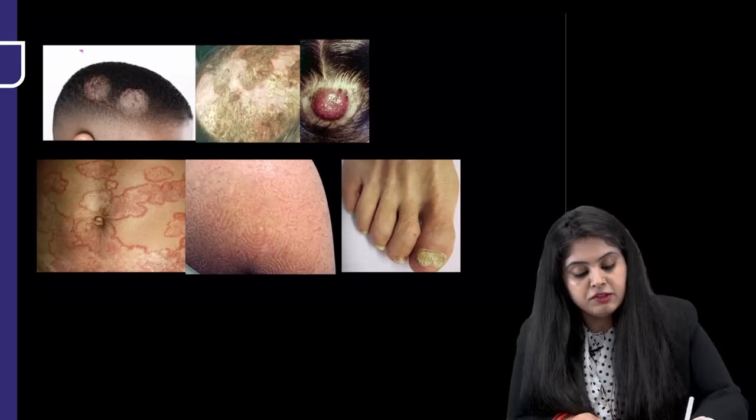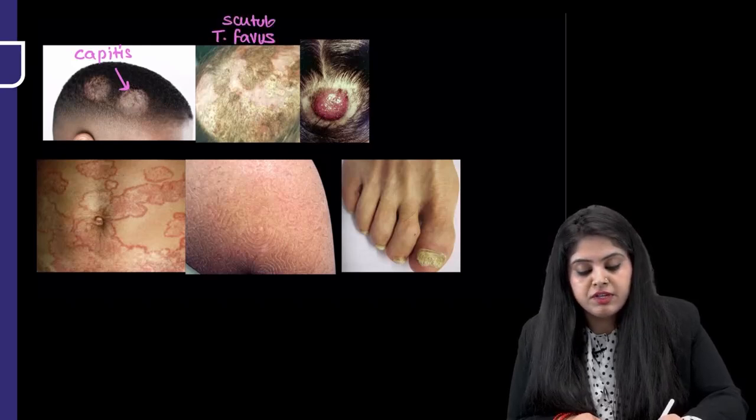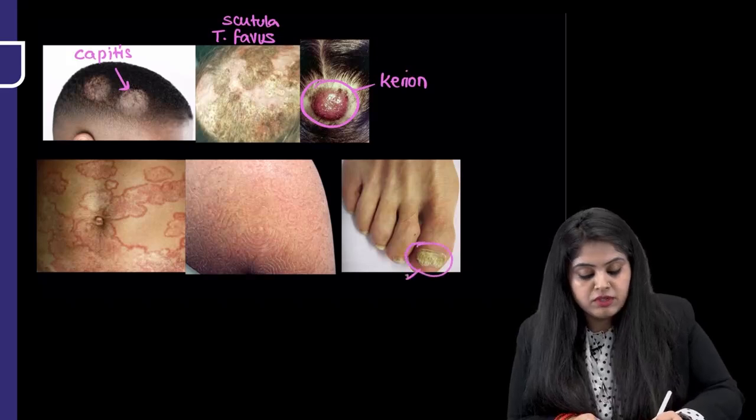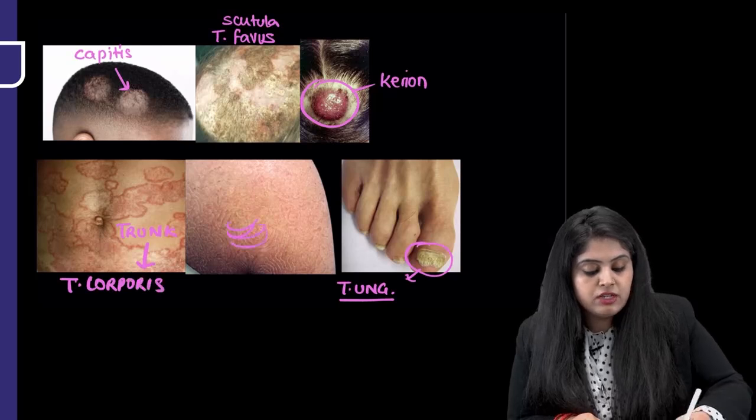So quickly tell me, the first one over here was capitis, because there is involvement of the cap, scalp. If there is involvement of flakes, that is what you call tinea favus. So this means there are flakes, or there is a crust over here. Then we said there's a boggy swelling. The boggy swelling was said to be kerion. That was famous. Then if there is involvement of the nail bed, it is known as tinea unguium. Unguium for nail bed. If there is involvement of the trunk, we refer to it as what? We refer to it as tinea corporis. And if there are any concentric lesions, so concentric was known as tinea imbricata.